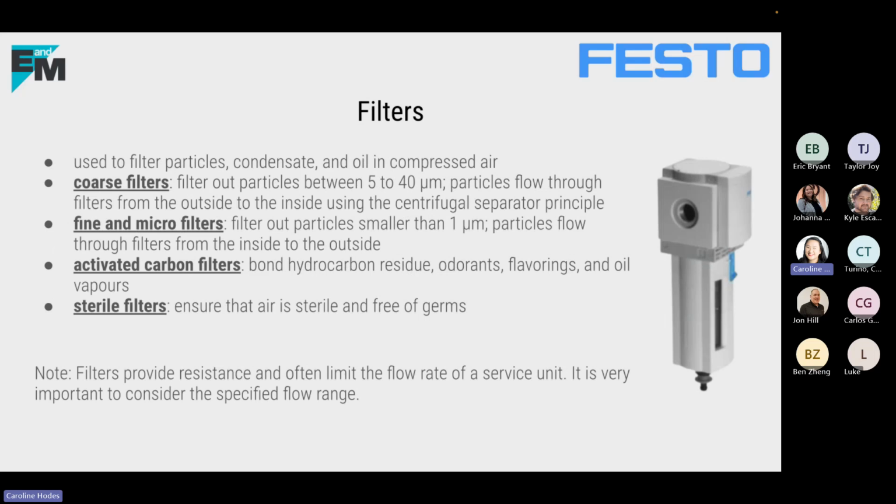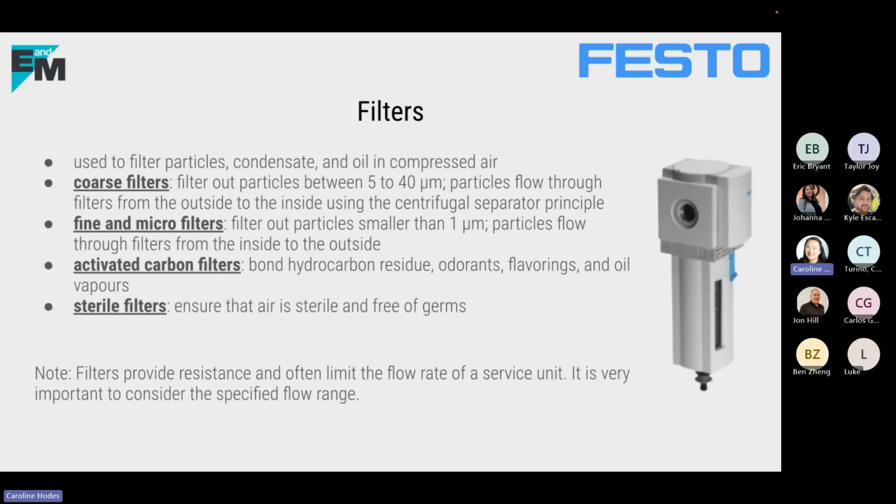Going into filters, there are four main filters that are offered. Filters are used to remove particles, condensate, and oil in compressed air. And it really does depend on the application, what kind of particulates are present, and what the requirements are for that compressed air. So coarse filters are filters that filter out particles between 5 and 40 micrometers. Those particles will flow through from the outside to the inside using the centrifugal separator principle.